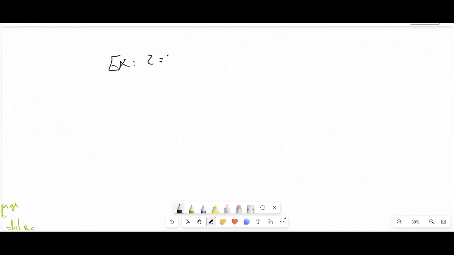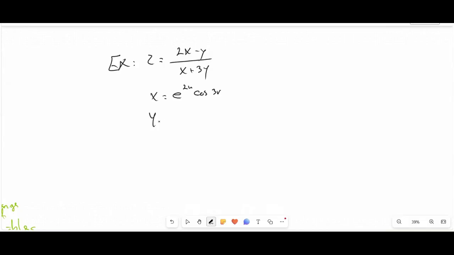Okay, so z is (2x minus y) over (x plus 3y). x is e to the 2u cosine 3v. Then y is e to the 2u sine 3v.